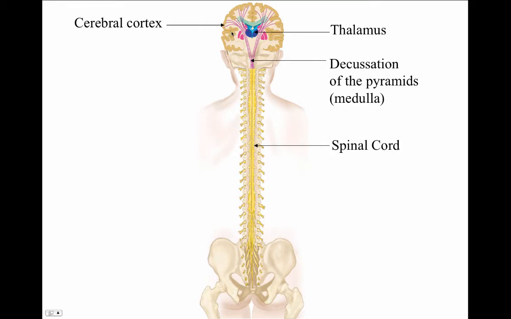We start taking a look at the spinal cord with the brain. We have the cerebral cortex, or the gray matter that's on the outside of the brain. And we notice that the thalamus is highlighted here. The thalamus is the relay center for sensory information.